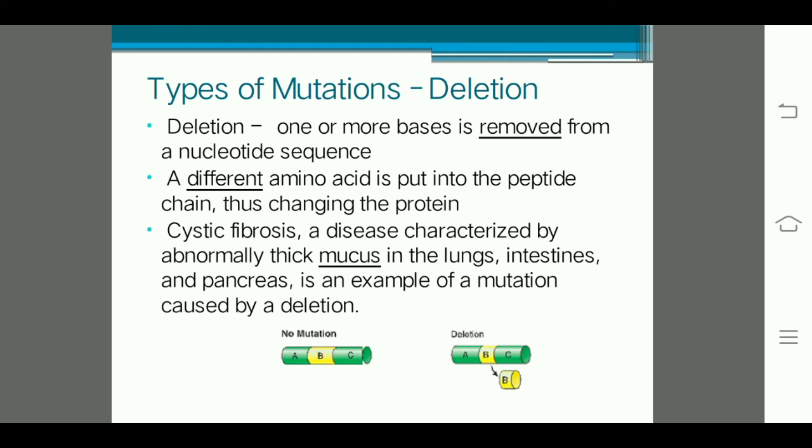Types of mutation: deletion. Deletion: one or more bases is removed from a nucleotide sequence. A different amino acid is put into the peptide chain, thus changing the protein. Cystic fibrosis, a disease characterized by abnormal mucus in the lungs, intestines, and pancreas, is an example of a mutation caused by deletion.